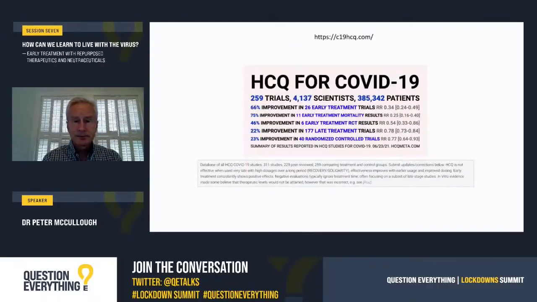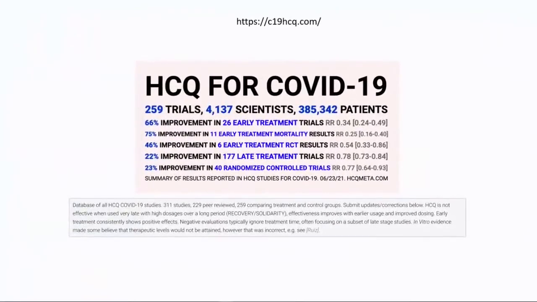Next slide. And so for that reason, hydroxychloroquine has had the most research. There are 259 completed trials. And in general, there is improvement in COVID-19 in terms of symptoms, in terms of reductions in hospitalizations and deaths when it is started early. Next slide.